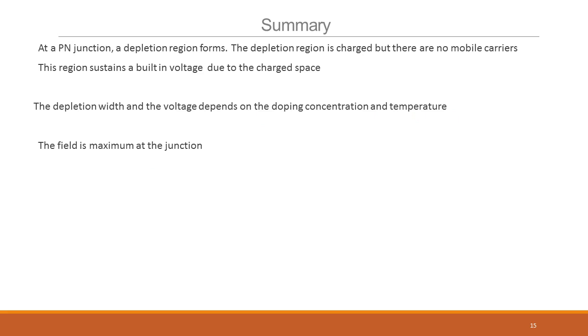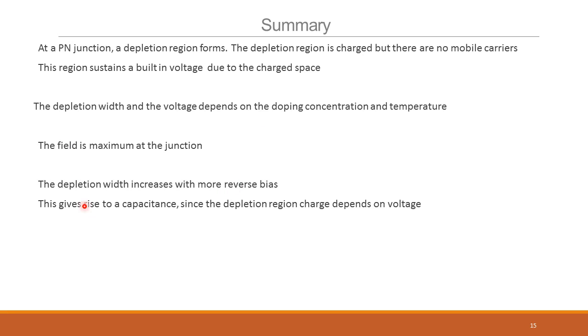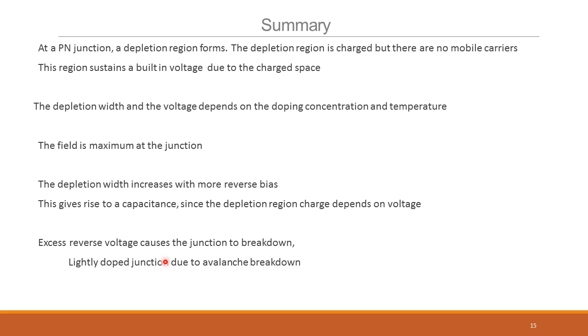You've seen that. The field is maximum at the junction. The depletion width increases with more reverse bias. This leads to a capacitance since the depletion region charge depends on the voltage. Excess reverse voltage causes breakdown in the junction. Right? A lightly doped junction has avalanche breakdown, and a heavily doped junction causes Zener breakdown.